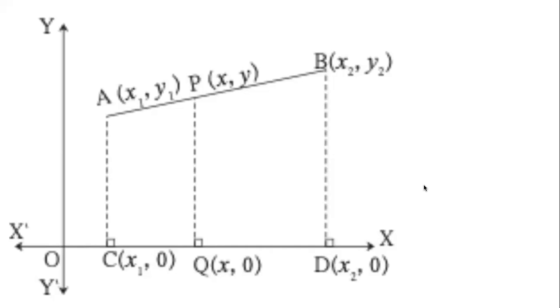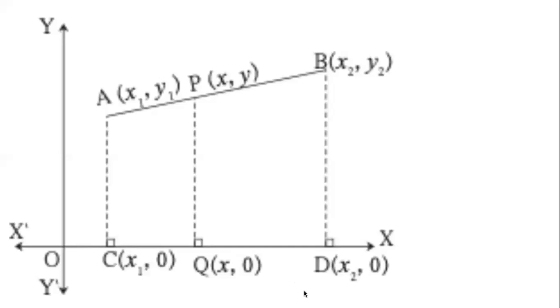We already know certain other things. We know that if we draw the perpendiculars from a point to the axis, then one coordinate will become 0 and the other coordinate will remain same. So if we draw the perpendiculars from any point to the x-axis, the x coordinate will remain same, but the y coordinate will become 0. So if we draw the line AC perpendicular to the x-axis, then its coordinates will be x1, 0. Similarly, the coordinates of the point Q will be x, 0, and the coordinates of the point D will be x2, 0.